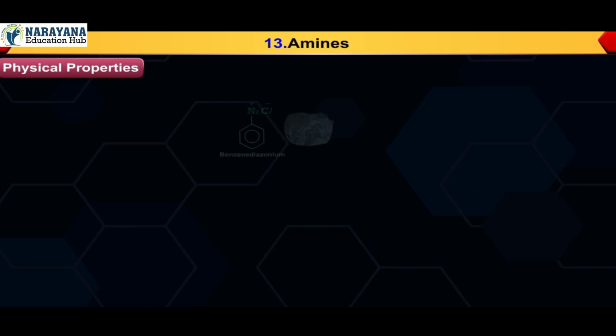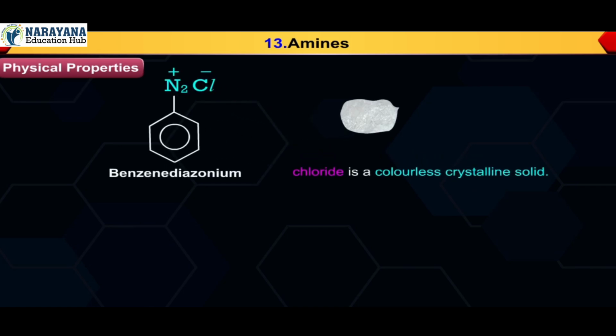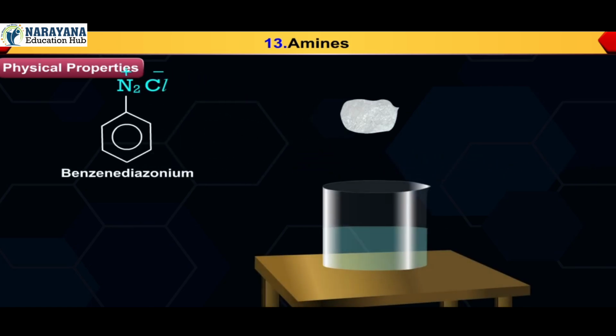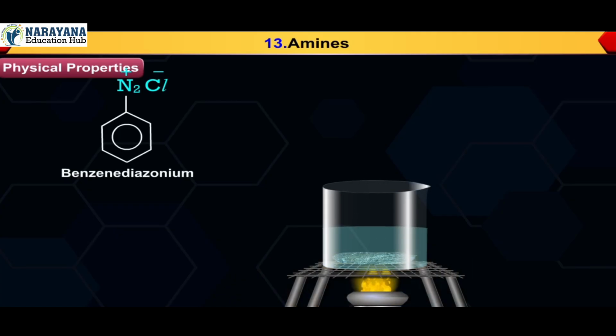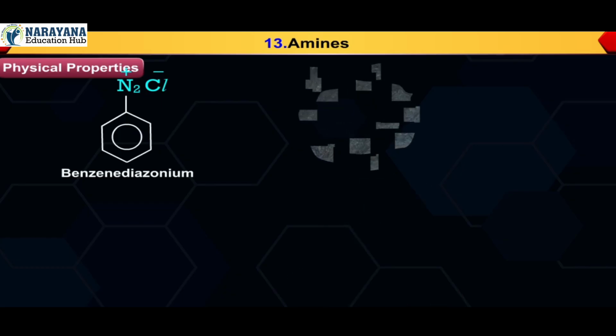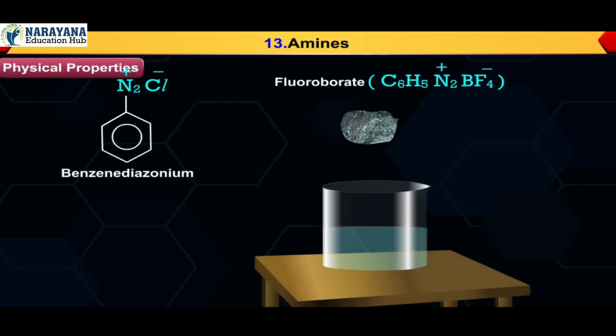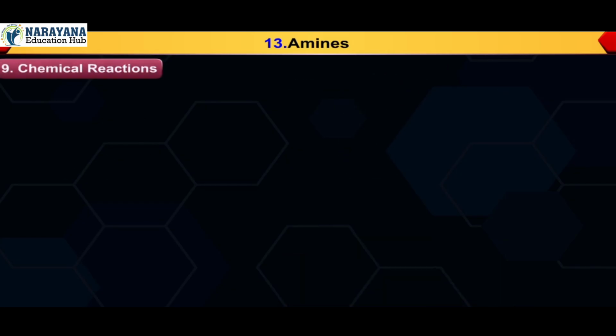Physical properties. Benzene diazonium chloride is a colorless crystalline solid. It is readily soluble in water and is stable in cold but reacts with water when warmed. It decomposes easily in the dry state. Benzene diazonium fluoroborate is water insoluble and stable at room temperature.